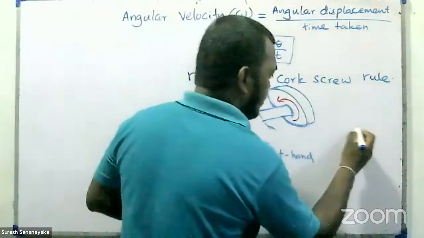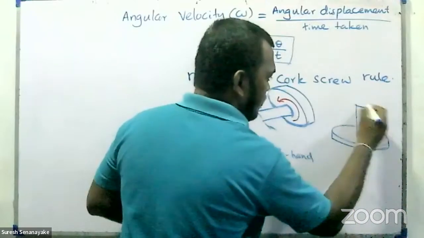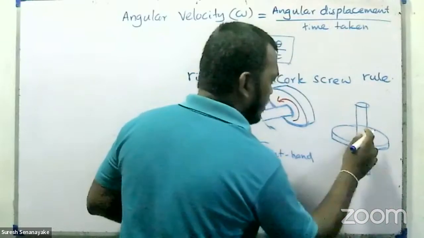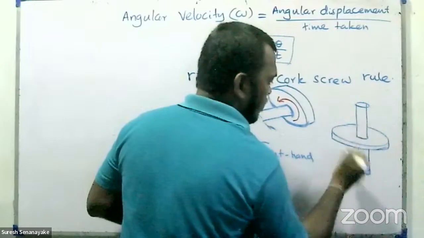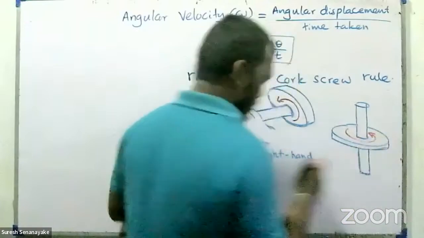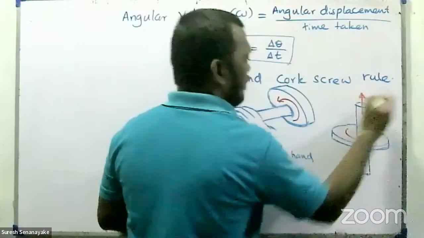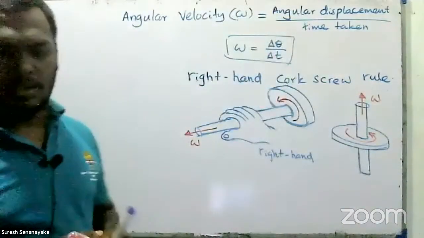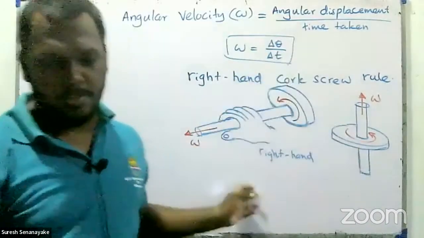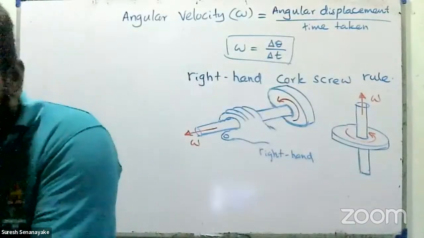Another body. If the body is rotating in this direction, take your right hand, it's rotated in this direction, and then the angular velocity is along the axis. This always will be right. You can draw these two figures to get the direction of angular velocity.